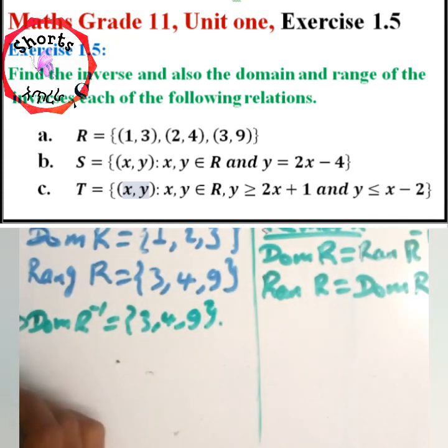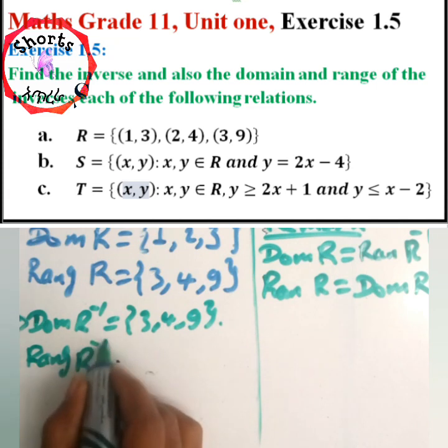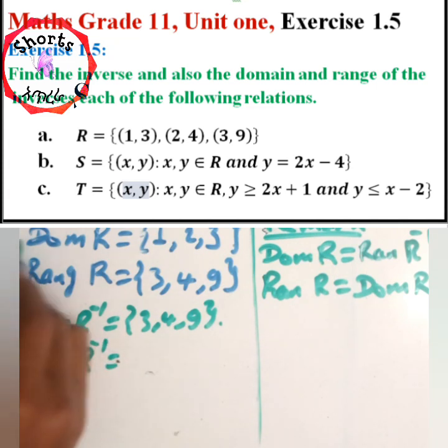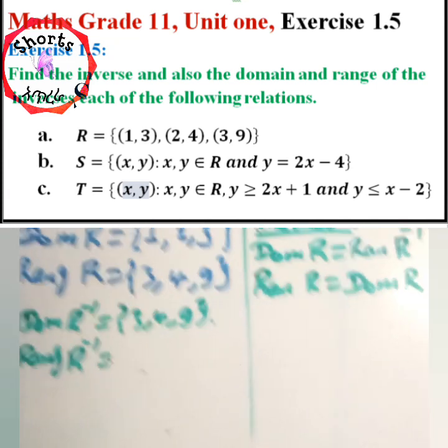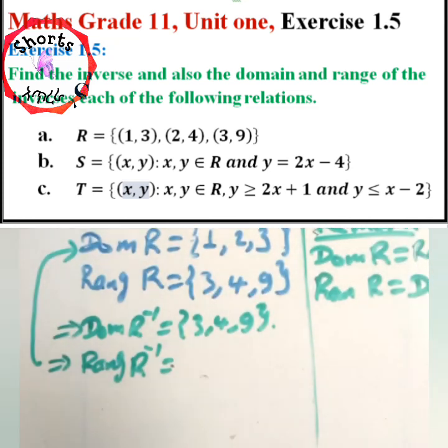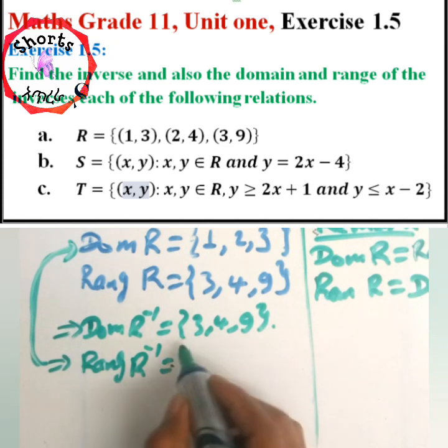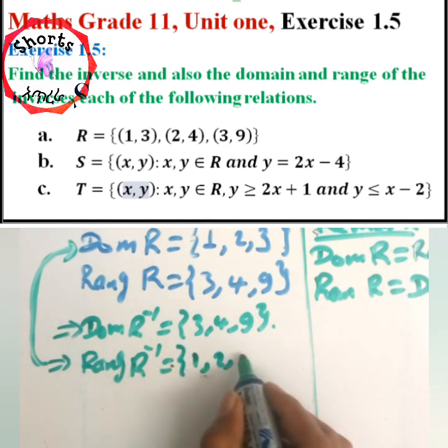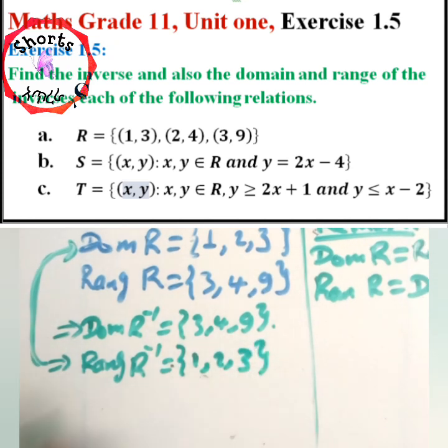The second one, the range of R inverse, is the domain of R. Thus, it is the set containing 1, 2, 3. This is the solution for the first problem.